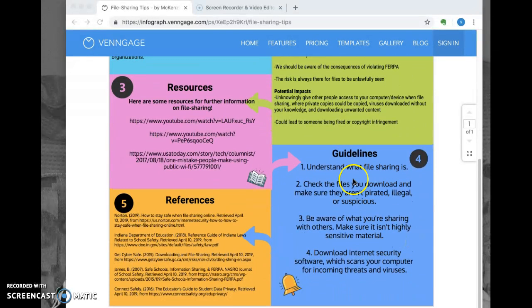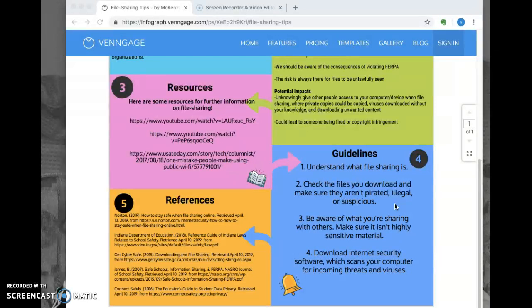Then we go over here to guidelines for file sharing safety. First, you need to understand what it is exactly, so you can try to avoid the risks at all costs. Two, check the files you download and make sure that they aren't pirated, illegal, or suspicious, because this can lead to copyright issues, and that's a whole other story. It's another big issue that you don't want to deal with.